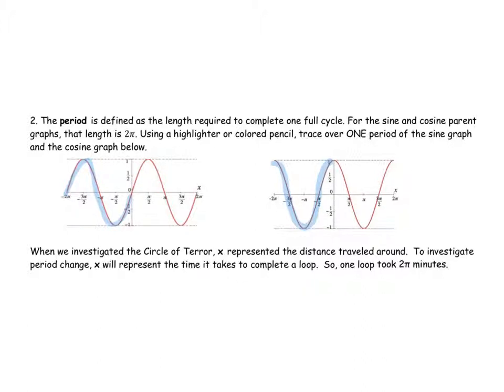So we can think about this in terms of the circle of terror. We can think about it in terms of being a time thing. If it takes 2 pi minutes to go around that circle, that's going fairly fast. But if we want to change that amount of time, that's one way to think about it in reference to the circle of terror.